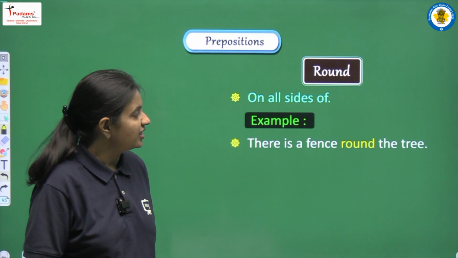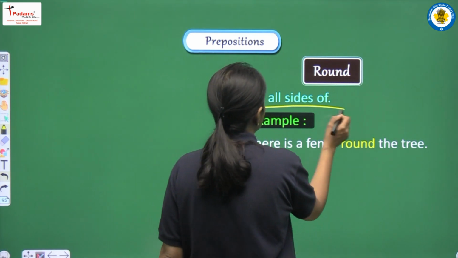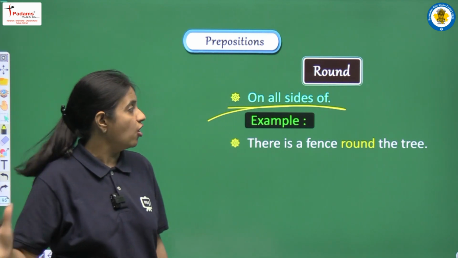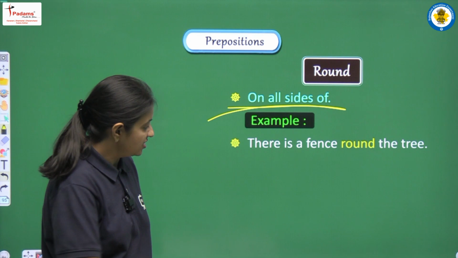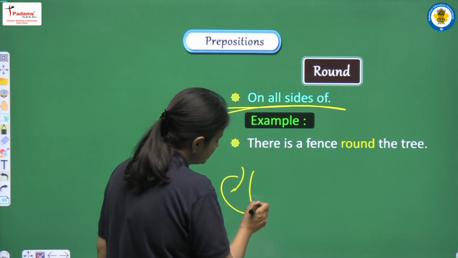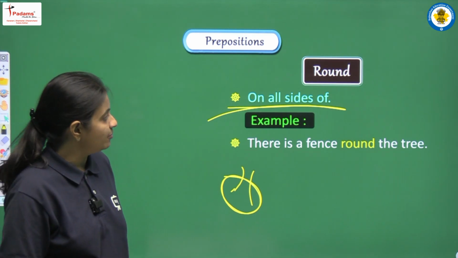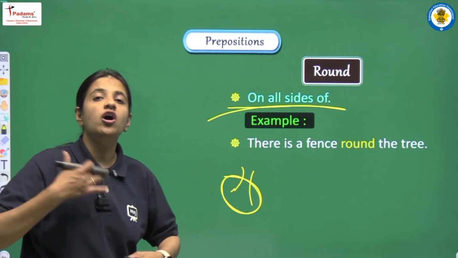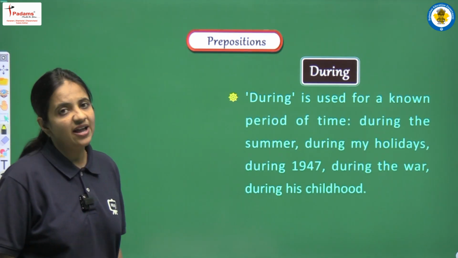Next preposition we are having is round. So let's see, it is used to show on all sides of. Let's see the example. There is a fence around the tree. So suppose there is a tree and we are saying that round the tree there is a fence. So when we are having round in a sentence, with the help of round we can show all the sides of something.